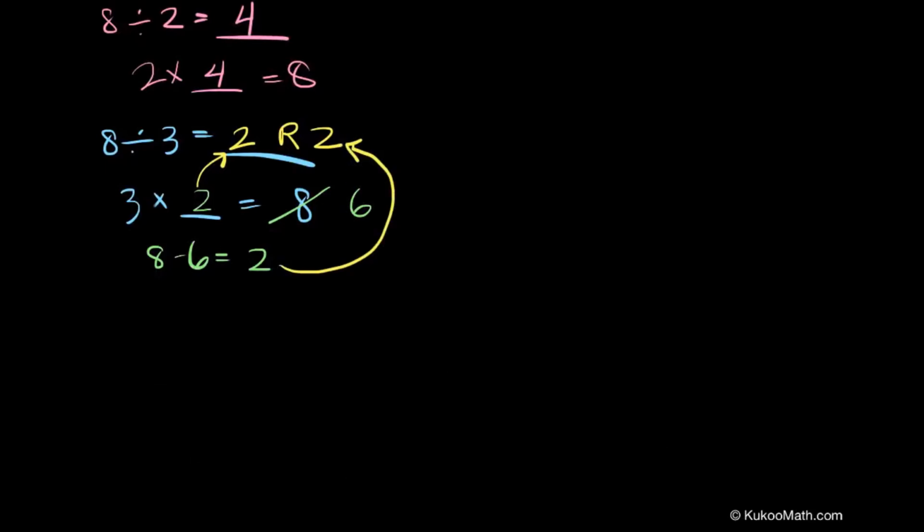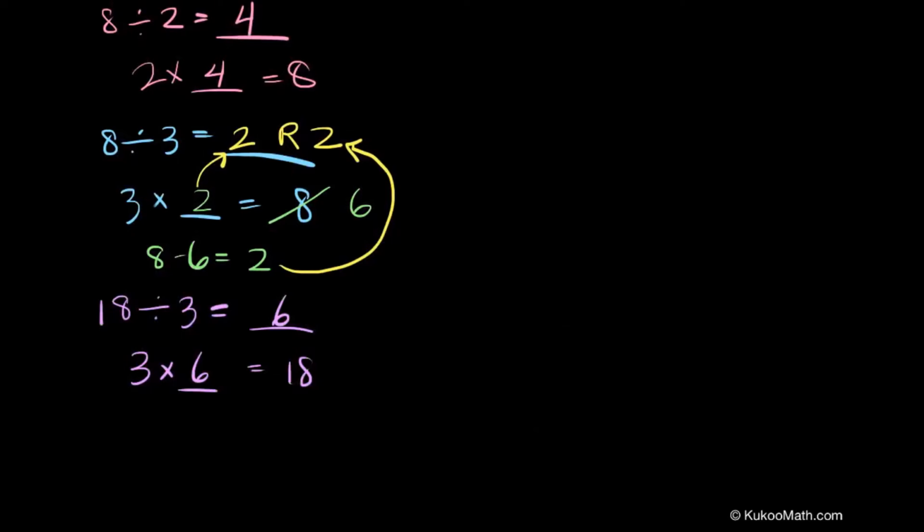Let's try this again with a different problem. Let's try 18 divided by 3. Now the corresponding problem is 3 times blank is equal to 18. In this case, it seems to work out perfectly because 3 times 6 is equal to 18. So 18 divided by 3 is equal to 6.